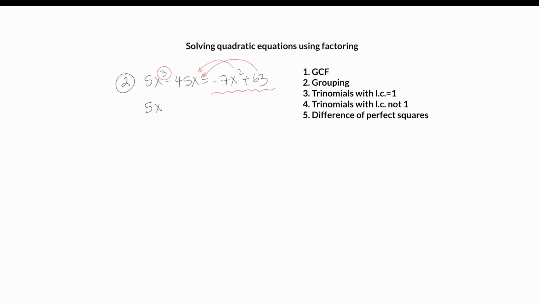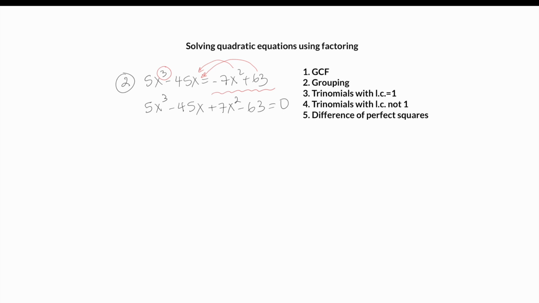Well, here we go. I still have my 5x cubed. I have minus 45x. Then I will be adding the 7x squared because it was subtracted on this side. And finally, I will be subtracting the 63 because it was being added on the right side. Now my equal sign, and after the equal sign, I will have nothing because both of the terms that were after the equal sign are now on the left. This equation here has 4 terms on the left.